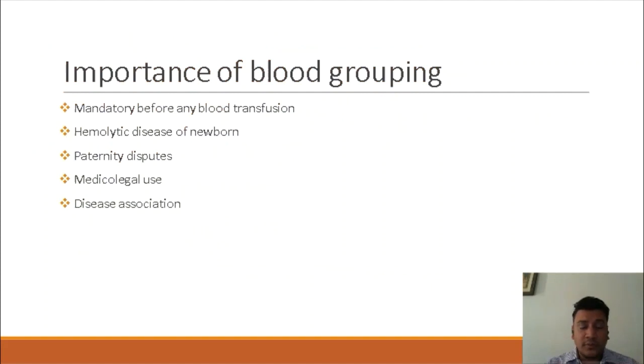Today we will be discussing serological techniques in evaluating blood groups and various issues. Before going to the main topic, we should first know the importance of blood grouping. Blood grouping is the foremost mandatory and essential test before transfusion of any blood component to a patient, be it packed red blood cell, FFP, cryoprecipitate or platelets.